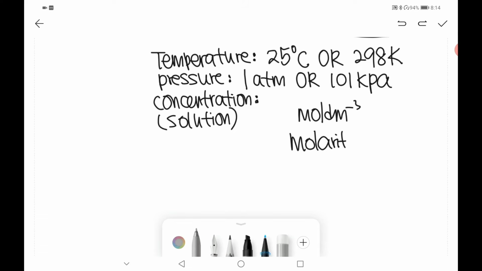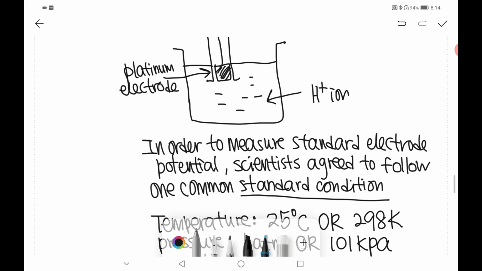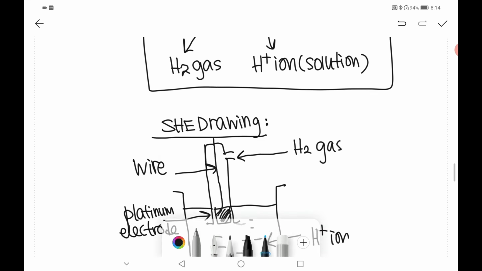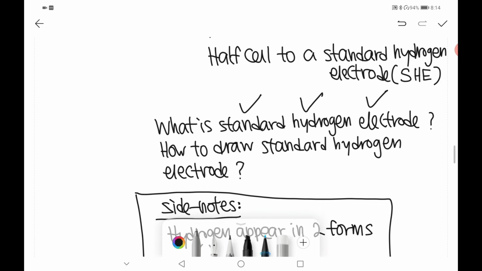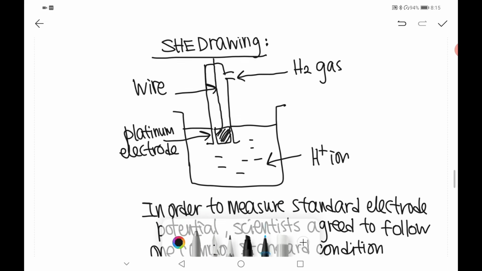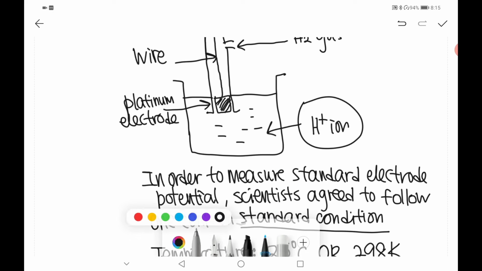So what is the standard concentration? The standard concentration is 1. If we want to measure the standard electrode potential, we must make sure the solution concentration is 1 mole per dm cube. That is the standard condition. If the concentration is, let's say, 4 mole per dm cube, then this is not a standard condition. So remember, if you want to measure the amount of electricity produced by the half cell, we need to carry it out under standard condition.